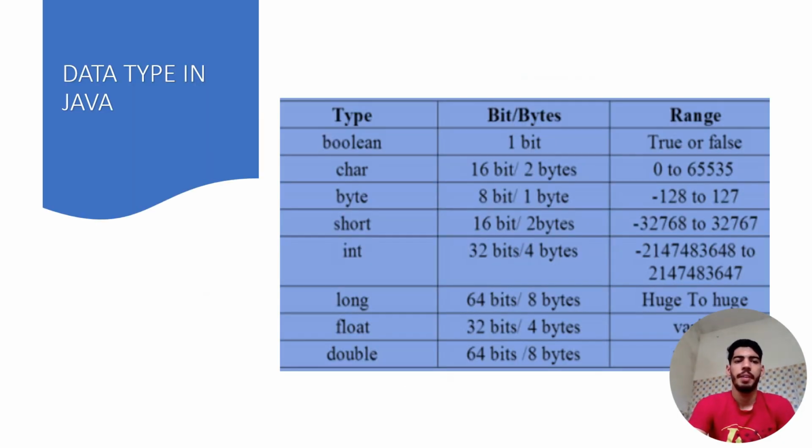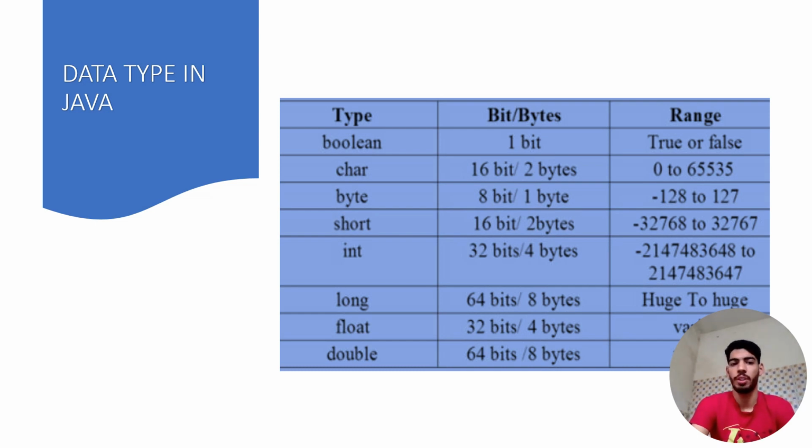In the previous slide we studied the different types of data types. In this slide I'm going to teach you each data type with different size and range. For example, boolean has 1 bit, it can store either true or false. Char is 16 bit or 2 byte, range 0 to 65535.